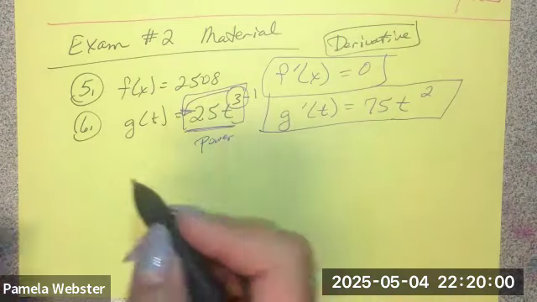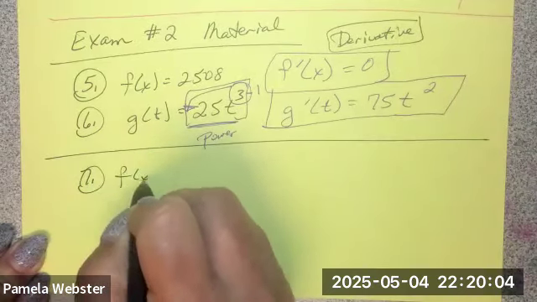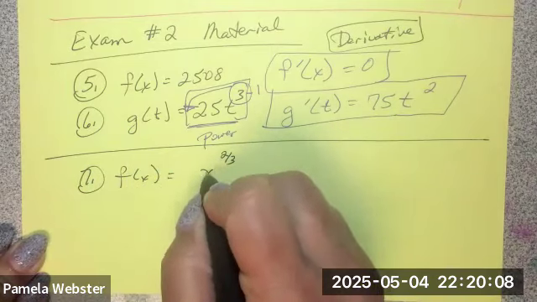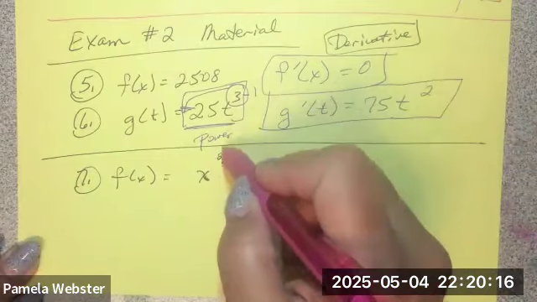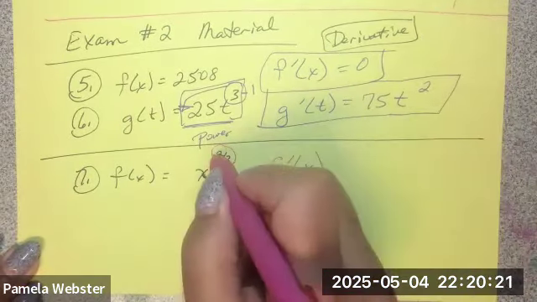Number 7 on this test says f of x equals x to the 2/3. Okay. This is also a power rule, but some people are bugged by this because why? Because this is a fraction. Okay. It works the same way though, right?